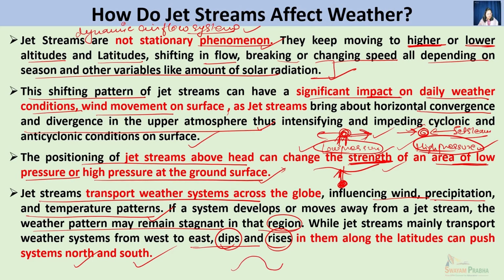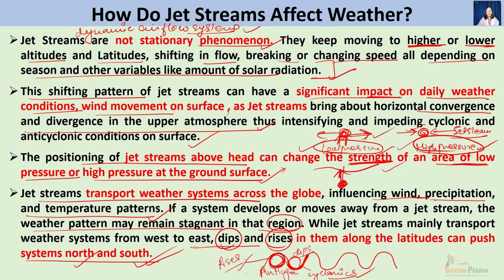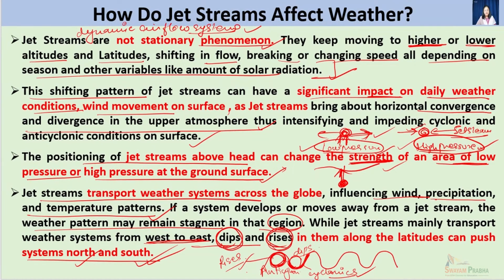So as we have discussed, there are meandering systems. If there is a dip, there may be anticyclonic conditions in any area, and if there is a ridge, there may be cyclonic conditions, gradually affecting the weather conditions latitudinally. Jet streams along the latitude may transport the cold or warm conditions to north and south depending upon where the dip is or where the rise is. So their meandering path and position also greatly affect the weather conditions across latitudes.